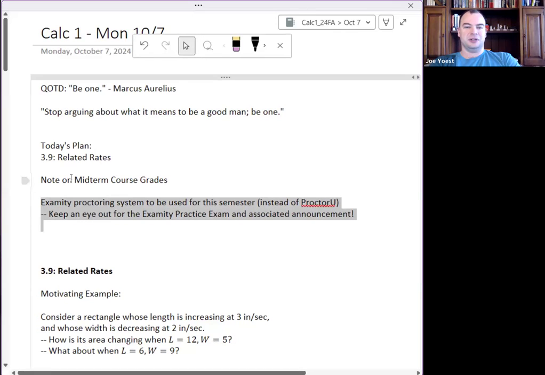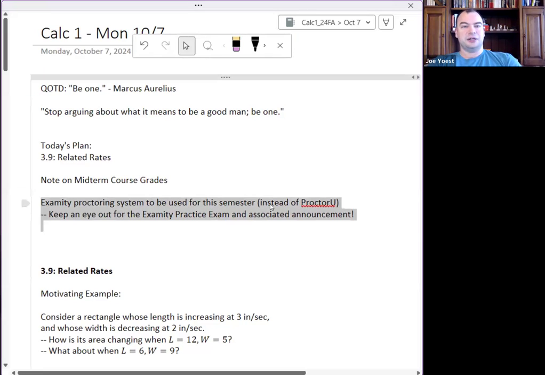But big thing, you're going to get a midterm course grade pop up on your portal this week, and it doesn't mean you missed the midterm exam or something like that. Two different things. And then last administrative detail for today.